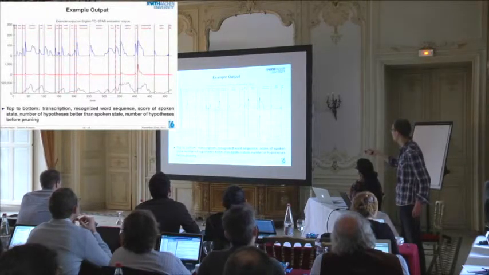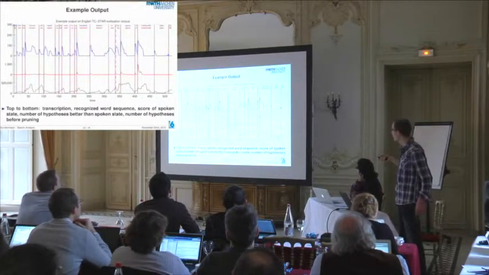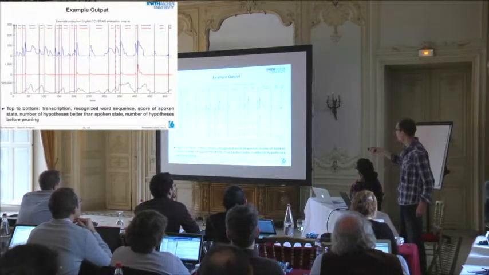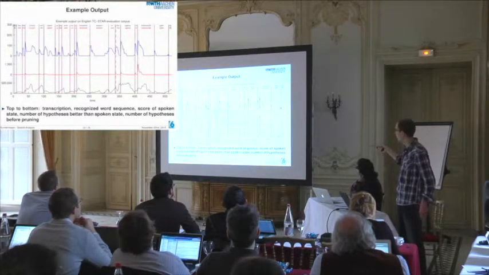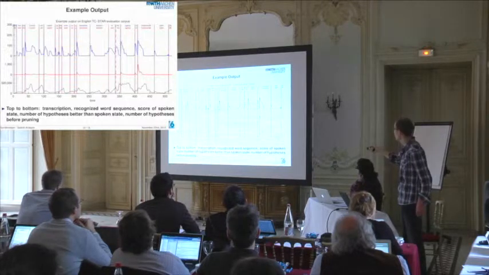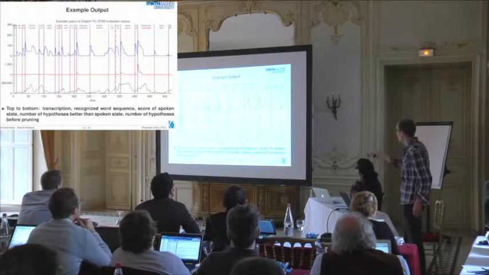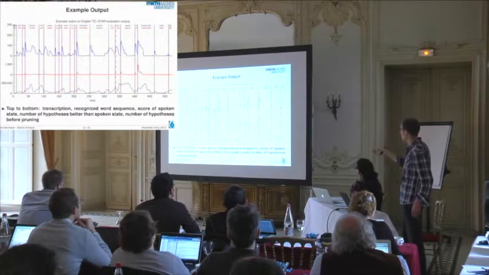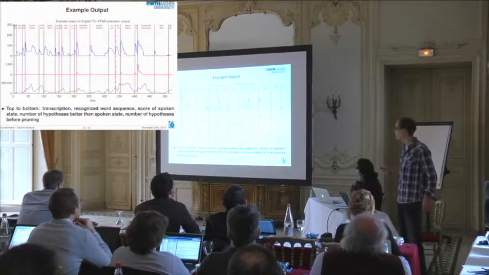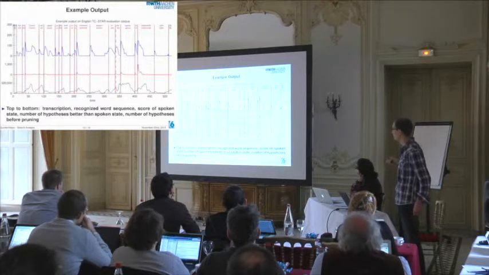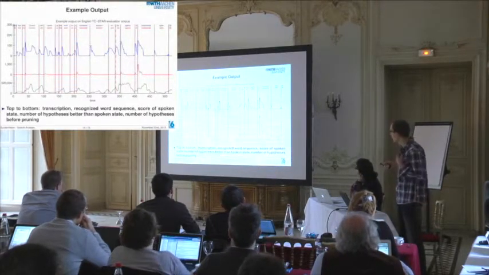So the first one is just the score of the spoken state hypothesis. Basically, this means if we would prune at such a relative score, relative to the best score, then we would have no pruning errors according to our definition. And here we have the same information as absolute numbers. So this is the number of state hypotheses which are actually better, which have a lower score than the spoken state score. And finally, at the end, we have the overall number of state hypotheses.